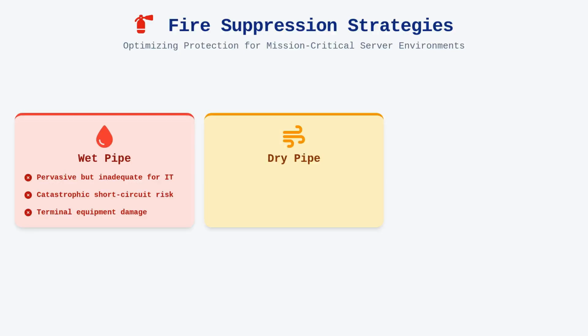Dry pipe systems offer a safer alternative by ensuring water only enters the pipes upon activation, reducing the risk of accidental leaks above your racks.